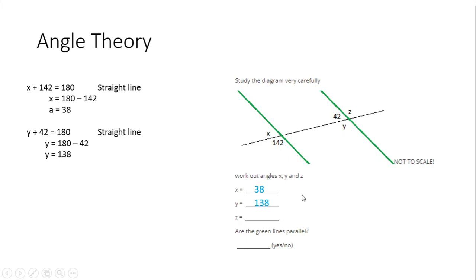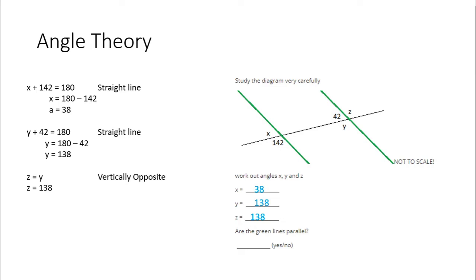And z. Okay, again, no assumptions about parallel lines here, but I've got one line which crosses another line, and I hope you remember what that's called when these are across from each other on a cross. They are called vertically opposite and they are equal. So z is equal to y, and y being 138, that means that z is also 138.